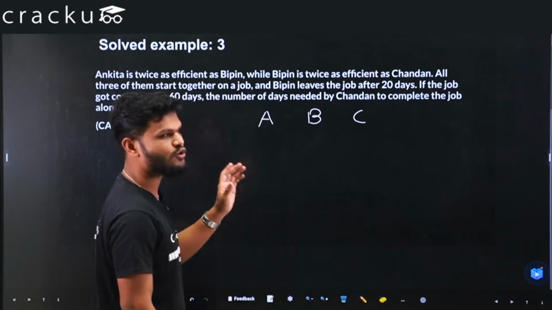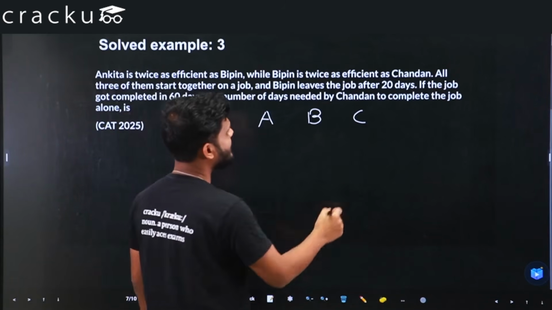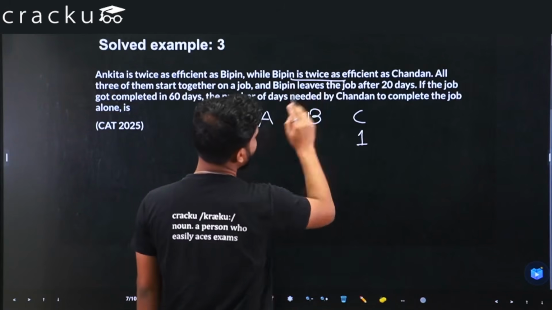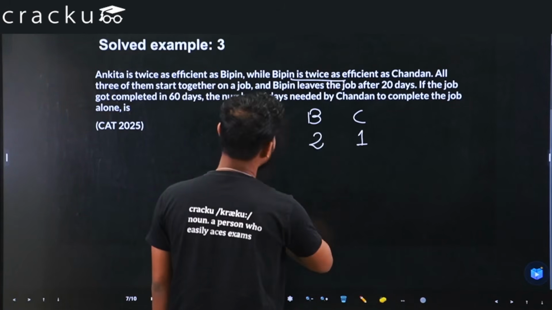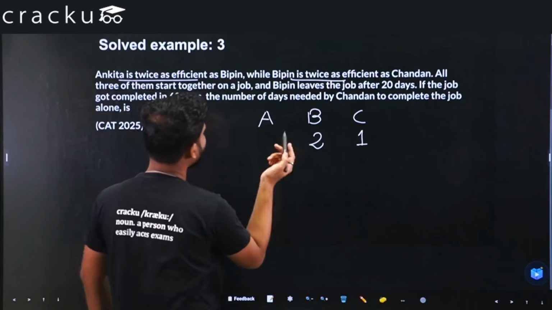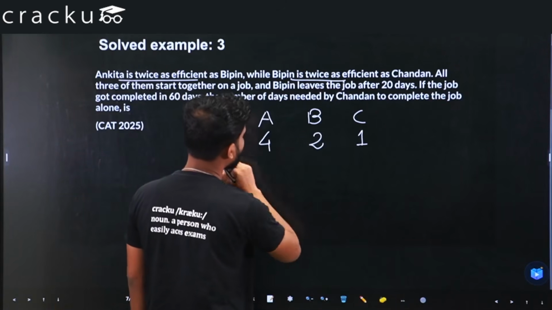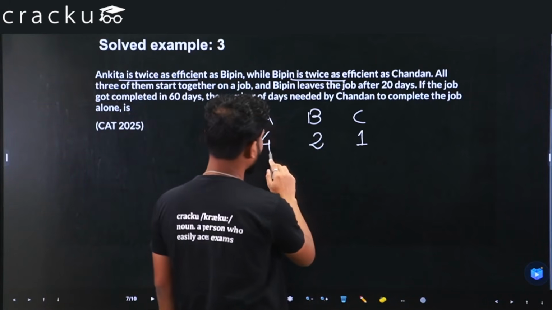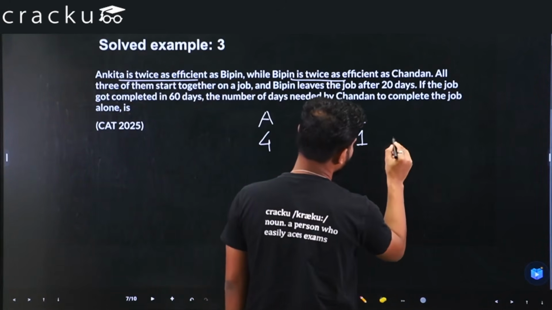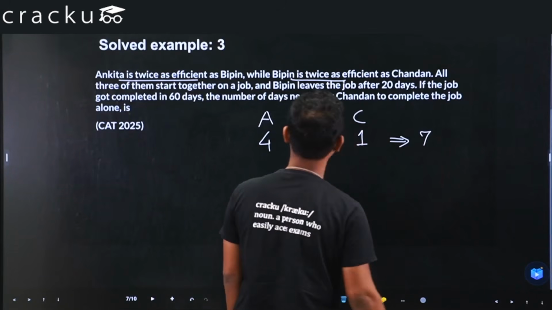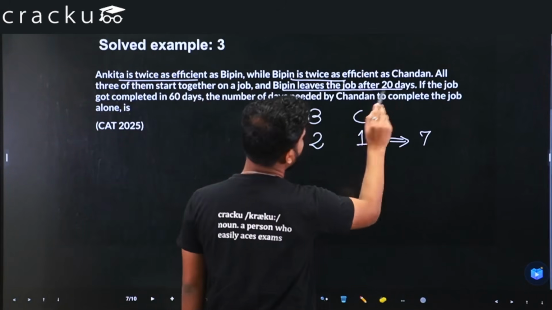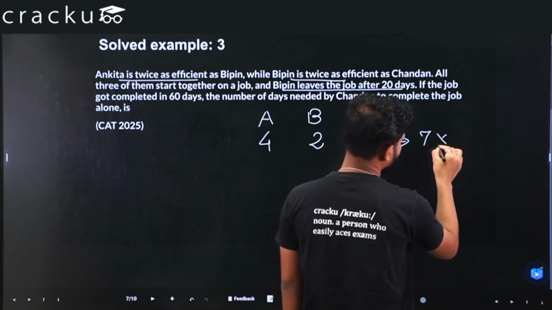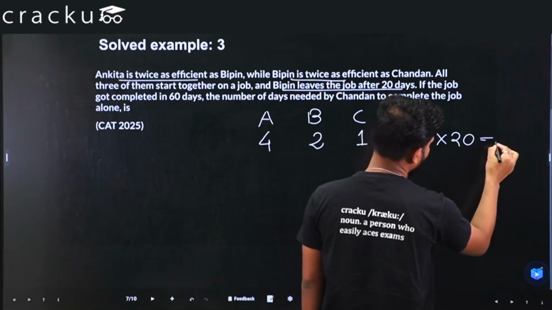We will just assume their efficiency as numbers. Let us say Chandan is 1 unit per day. Bipin is twice as efficient as Chandan, so Bipin will be 2 units per day. Ankita is twice as efficient as Bipin, so Ankita will be 4 units per day. Now what is given? All 3 of them start working together. So 4 plus 2 plus 1 is 7. Bipin leaves the job after 20 days. So all 3 of them worked for 20 days. So work done in 20 days is what?